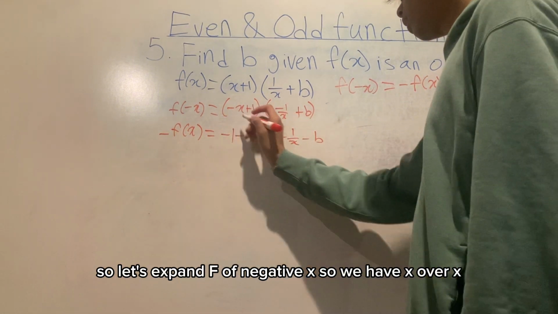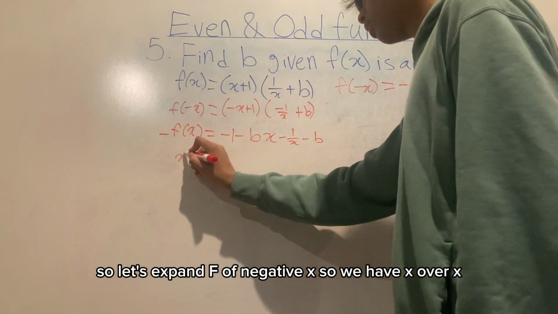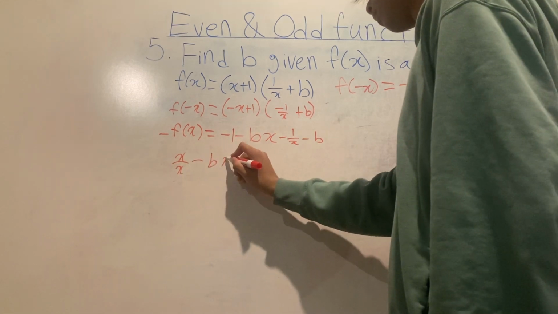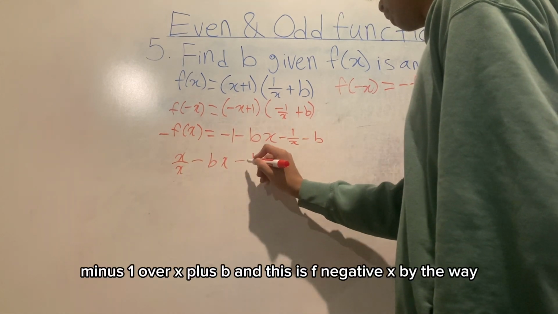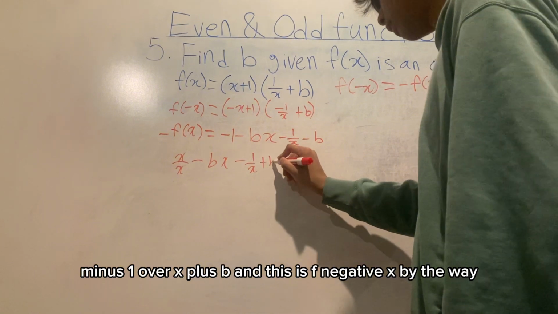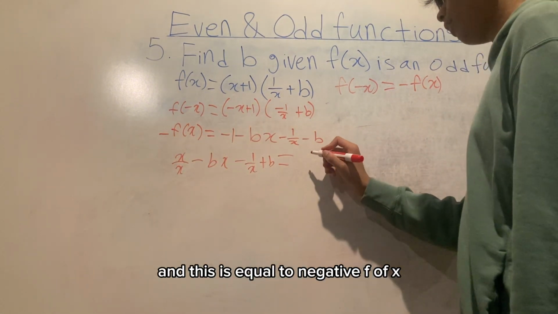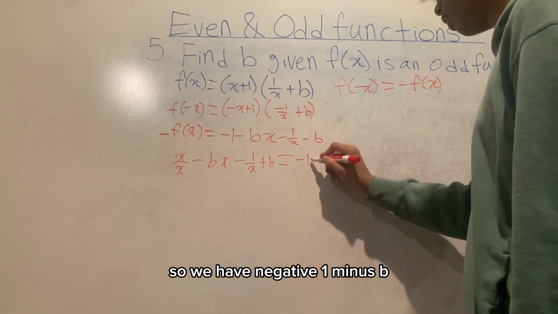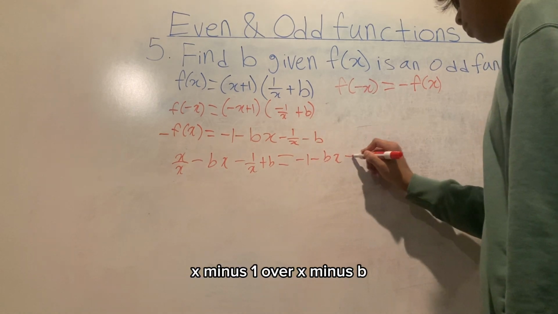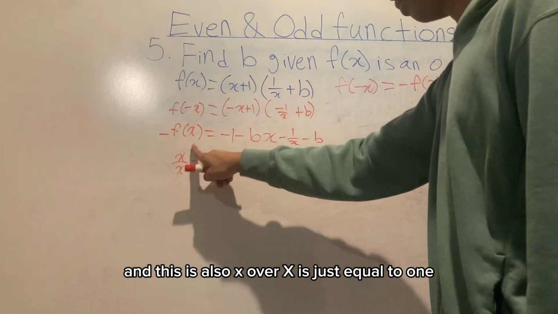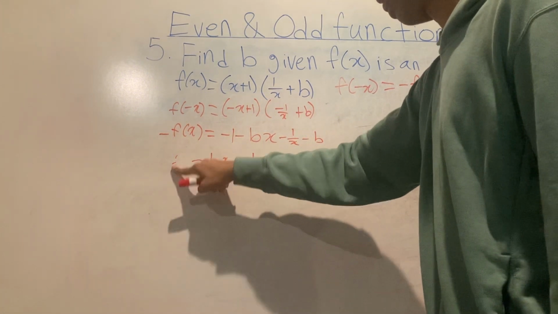Okay, so let's expand f of negative x. So we have x over x minus bx minus 1 over x plus b. And this is f of negative x, by the way. And this is equal to negative f of x. So we have negative 1 minus bx minus 1 over x minus b. And this is also x over x is just equal to 1.